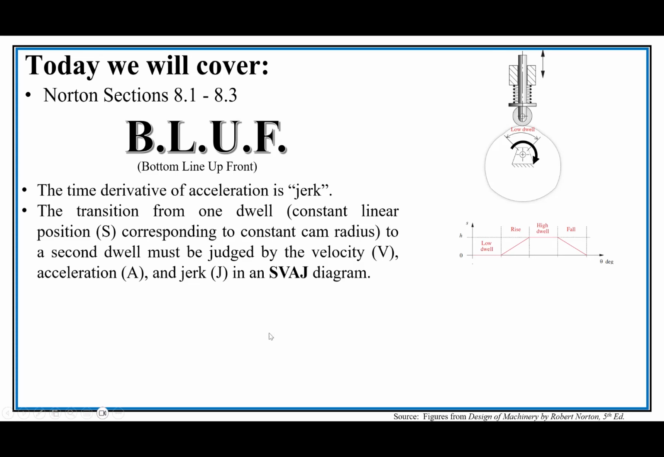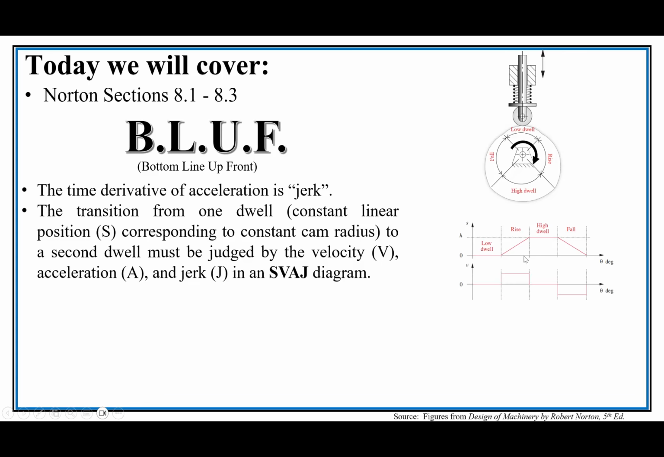All right, so here's the most basic one. We'll be seeing this here in a second. But we have this low dwell, and then a rise up to a high dwell, and then a constant radius where it's in the same position, a horizontal position, and then it starts to fall back. And now, that's a full cycle. So this is the position S of the SVAJ diagram.